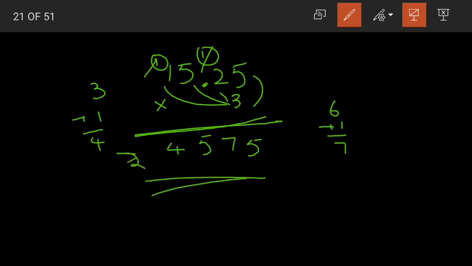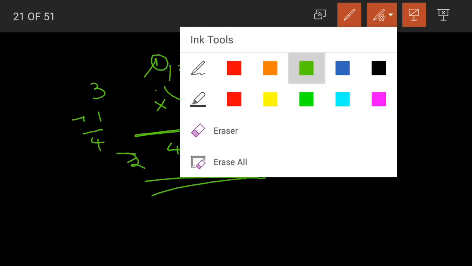So is the answer 4575 rupees, children? Is it the cost of 3 bracelets? No, we are missing out the point here. We have to place the point after 2 digits. How many digits? After 2 digits from the right. See in the question, the number is having a point 2 digits from the right. So even in the answer we have understood, children, after 2 digits from the right.